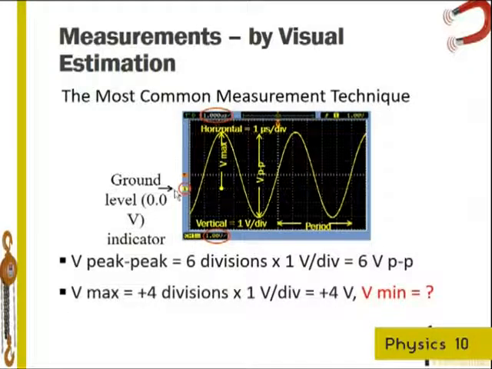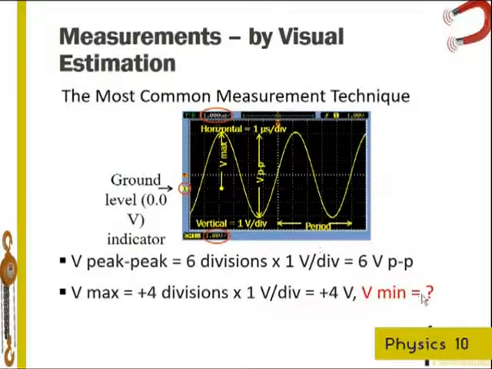Now the maximum, if we assume that this line here is the ground level, then the maximum peak, V max, is going to be 1, 2, 3, 4 divisions, and we multiply that by 1 volt per division. So that gives you a maximum, V max, of 4 volts.